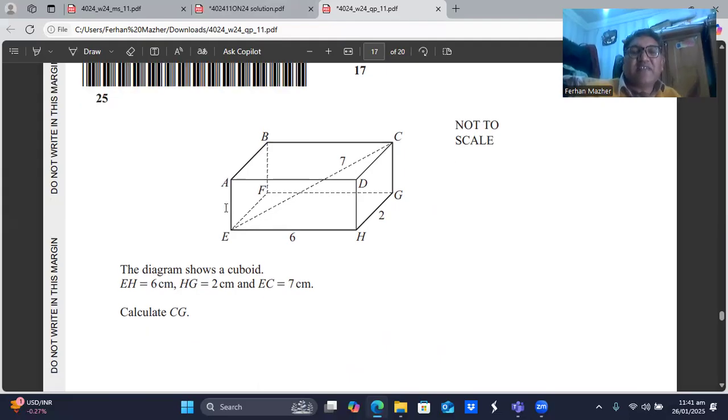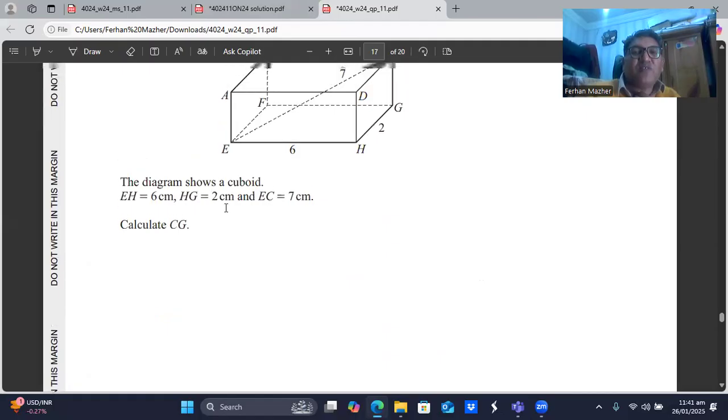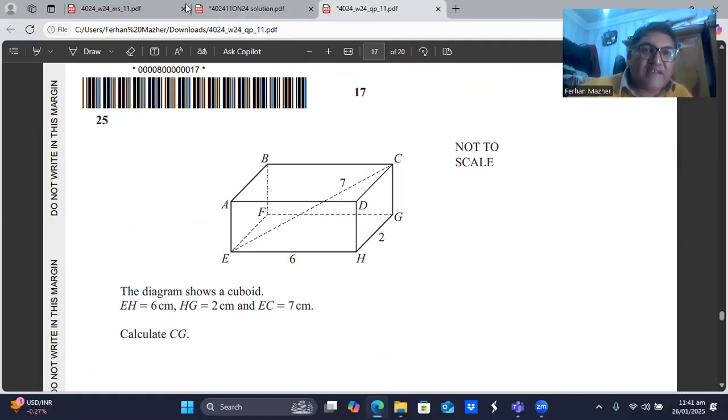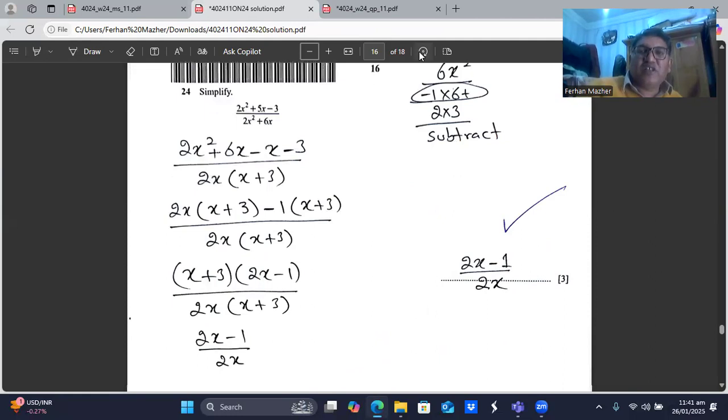So this is my strategy, and this is a 3 marks question. We have to find out the CG. So let me show you the solution I have done.